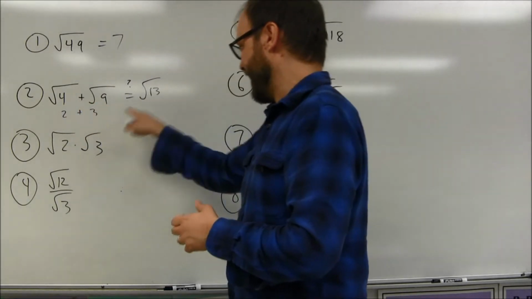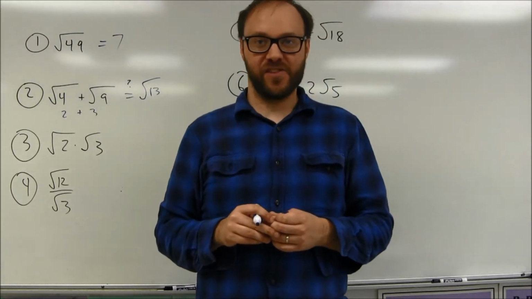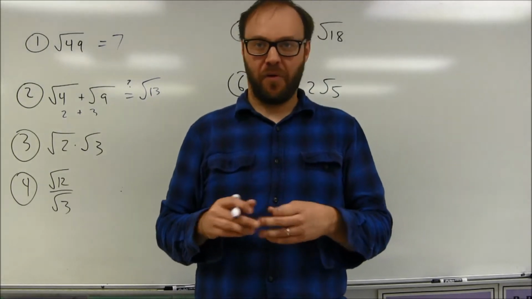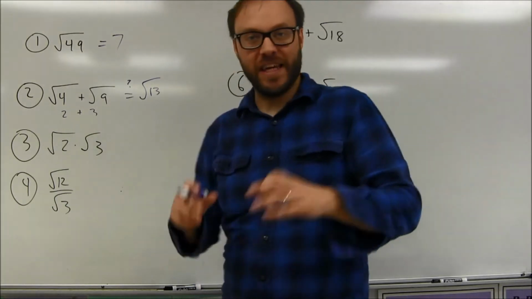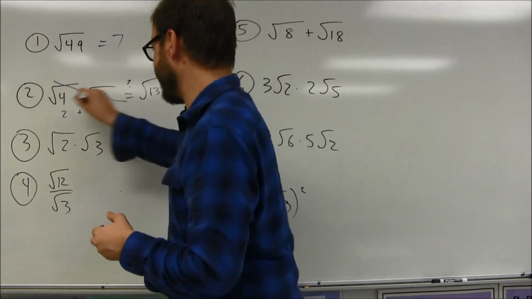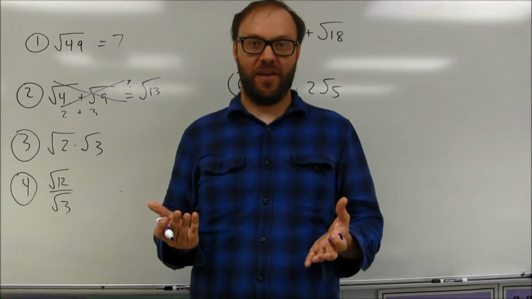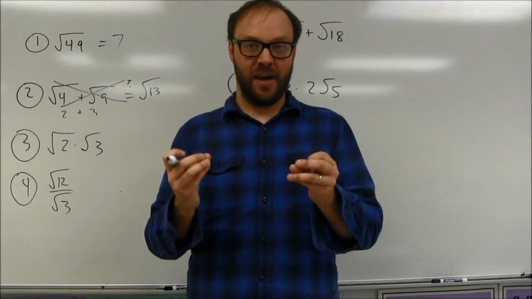2 plus 3 does not give you the square root of 13, that gives you 5. 5 is not the square root of 13. 5 is the square root of 25. So a key point here: you cannot add numbers under radicals. This does not work. You also can't subtract numbers under radicals. Very key thing to understand.